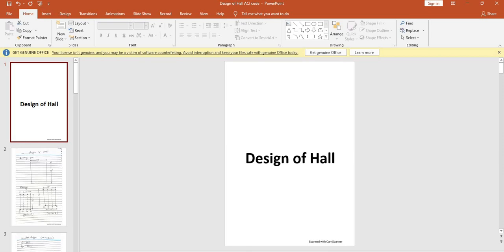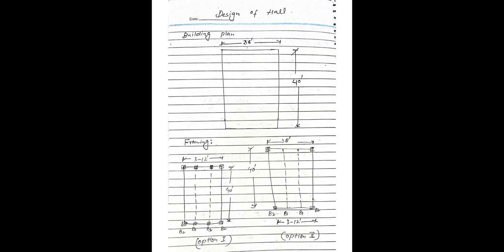In this lecture, we will discuss how you design the hall. This is a case in which we are given a hall that is 36 feet wide and 40 feet long. The first step to design the hall is to start with the framing.